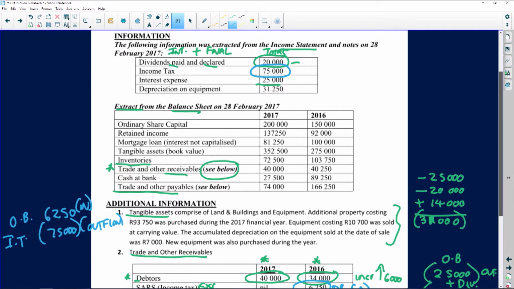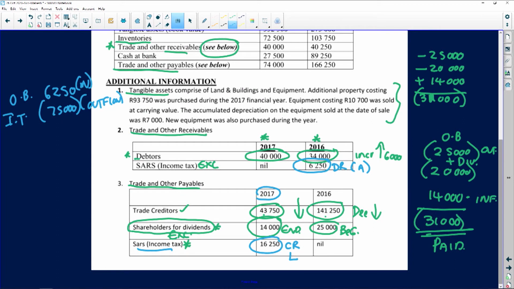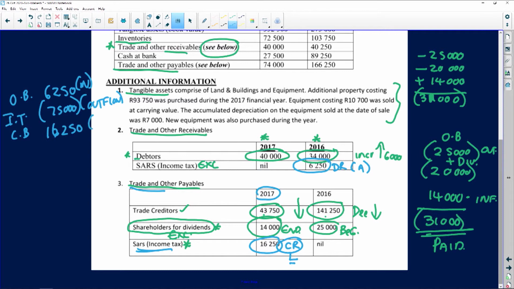Right, then at the end of the financial year, SARS falls under trade and other payables, and obviously it's a credit balance, it is a liability, so we are owing the receiver an amount of 16,250. So this is obviously our closing balance. We have not paid this money to SARS. This is how much we are owing SARS, and because the money hasn't been paid as yet, that money is staying in our bank account. So that amount of 16,250 is also an inflow of cash.